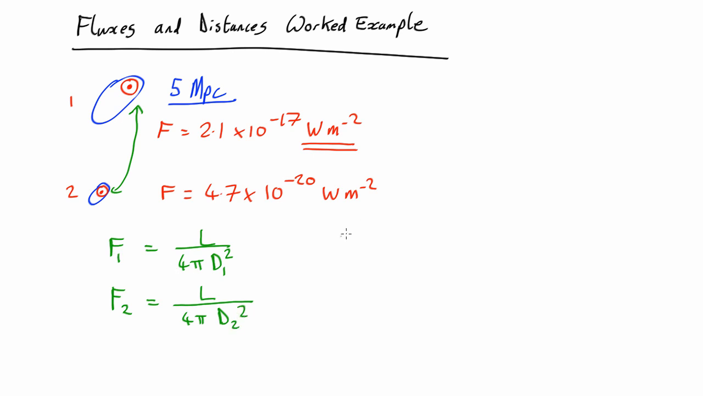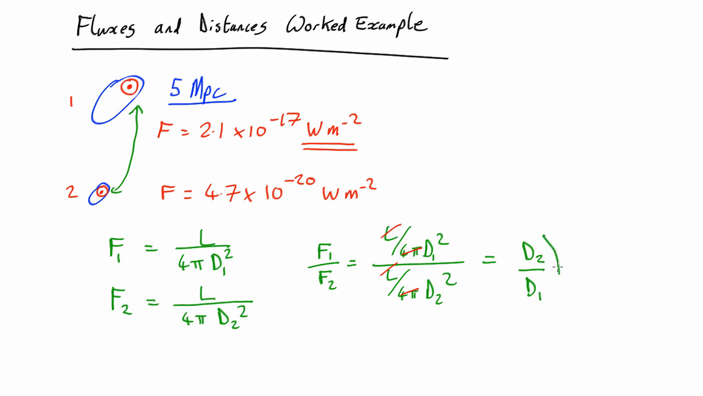Divide these two equations by each other, and you end up with f1 over f2 equals L over 4 pi d1 squared all over L over 4 pi d2 squared. Luminosities cancel, 4 pi's cancel. So that just comes out as d2 over d1, all squared. Now what we know is this, and what we want to know is that.